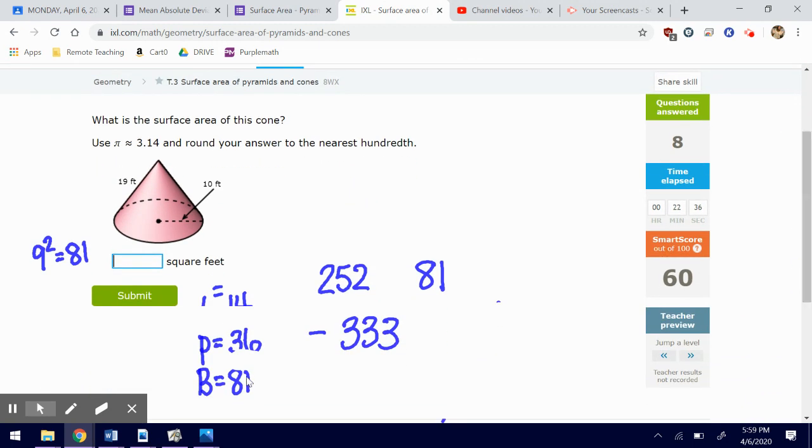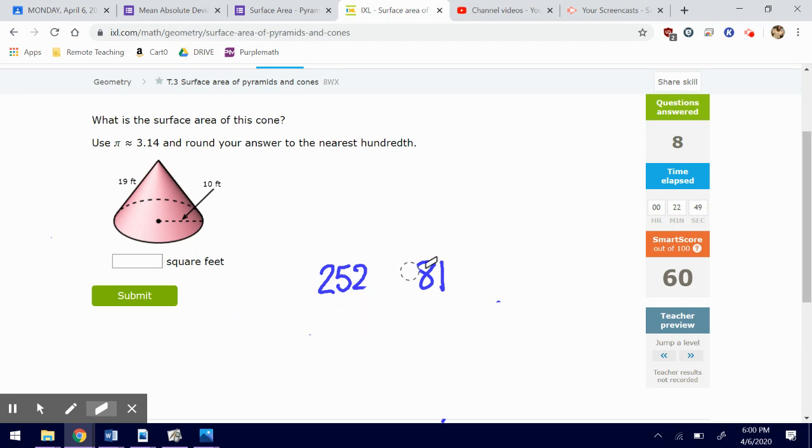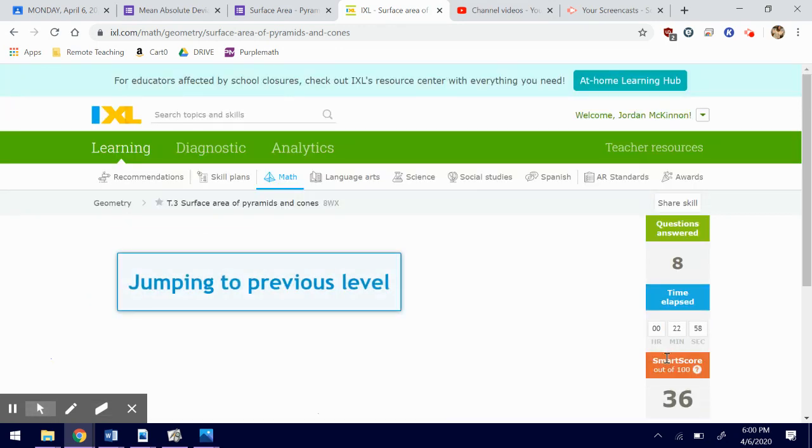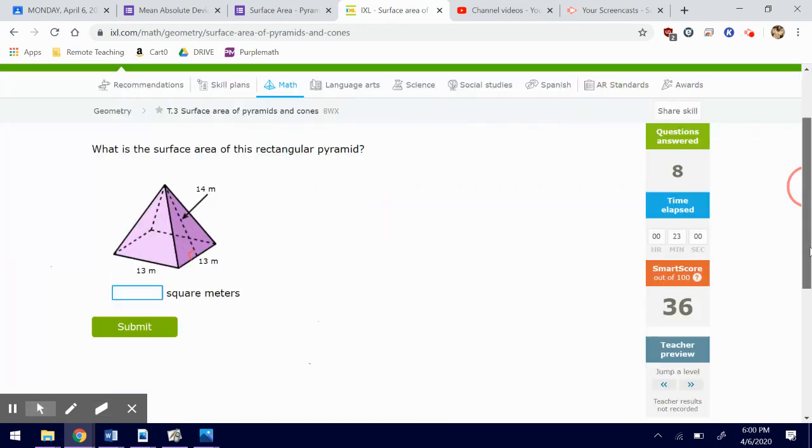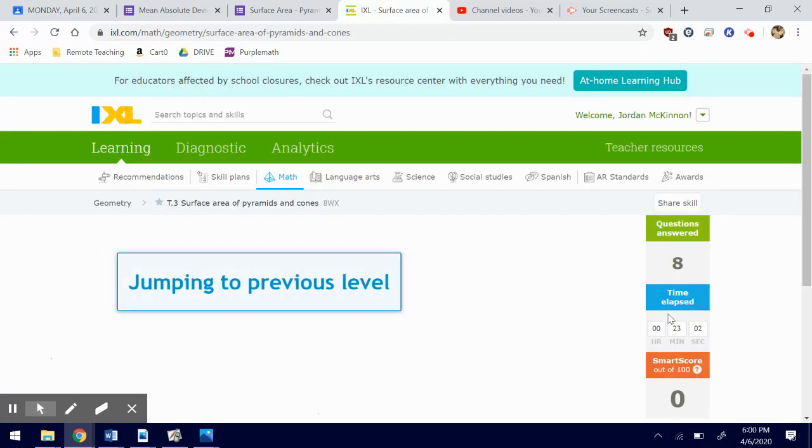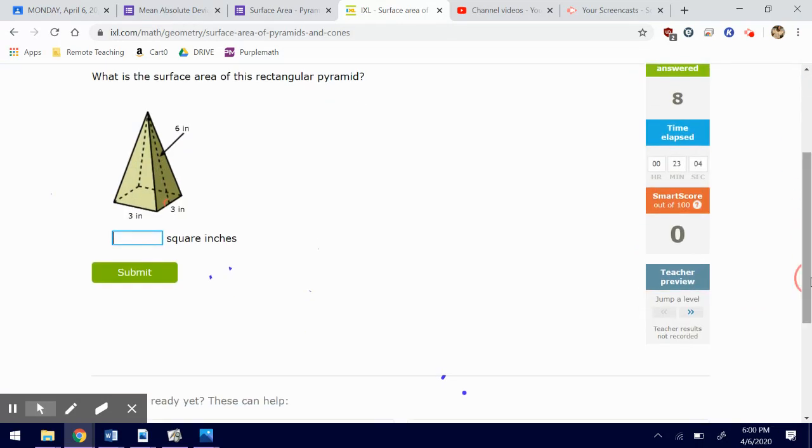Okay, so what I want to do now is, you might be lucky like this and you don't ever have to do a pyramid with a triangle base, because they tend to be a little bit harder. So I'm going to go back and forward and see if it will give me a problem with a triangular base, so I can do at least one of those problems for you. Let me see if I can find one.